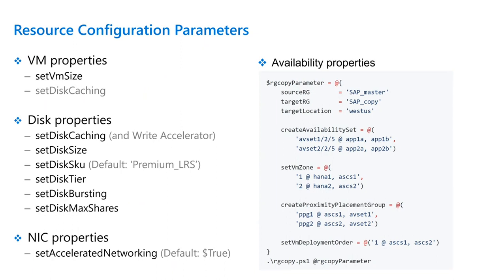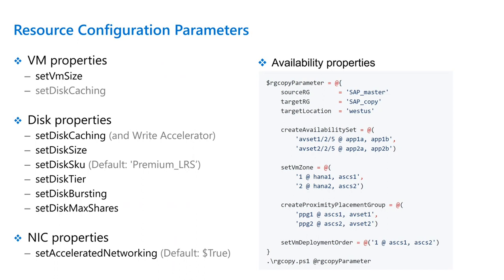In this slide, I want to show you the most important resource configuration parameters. We already have seen the VM configuration parameter set VM size. Using set disk caching, you can configure the host caching and write accelerator. Technically, this is a configuration of the VM. Logically, we configure it per disk. In addition, you can configure the following disk properties in RGCOPY: disk size, disk SKU, disk performance tier, and disk bursting. Parameter set disk max shares enables a shared disk and configures the maximum number of shares.